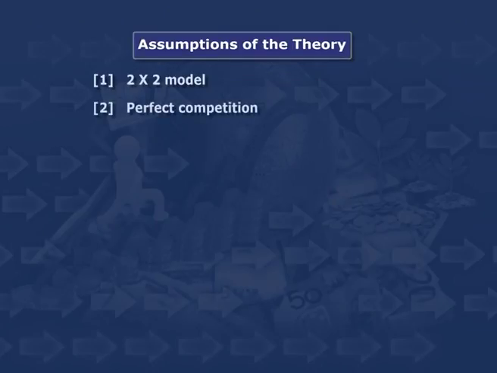The second assumption of the theory is about perfect competition. We assume in this theory that there is perfect competition in the market, which means that product is homogeneous and there are large number of buyers and large number of sellers in the market.